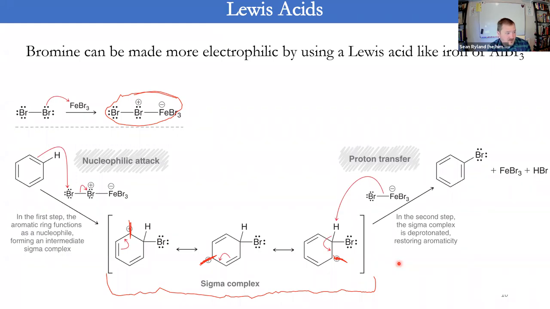Right? Because that's when we break that pi bond to add the carbon-bromine bond. One of the adjacent carbons to where we add the bromine is going to be missing a pair of electrons. So you get three different resonance structures from the sigma complex, and then you kick off that hydrogen and you reform the benzene ring.